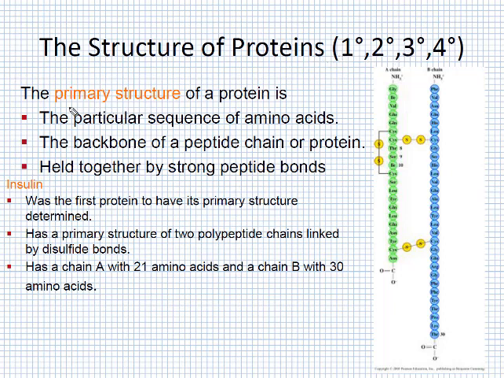So the very first one, primary structure, is really nothing more than the amino acid sequence, and it's given always amino terminus. Remember, with peptides, we had talked about this, right? So amino terminus to C terminus, or sometimes the carboxy. So here we have glycine, isoleucine, valine, glutamate, glutamine.